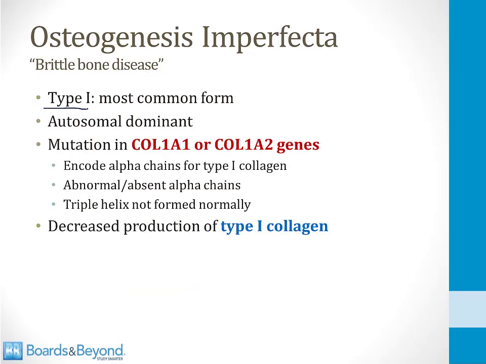The type 1 form of osteogenesis imperfecta is the most common form. It can run in families in an autosomal dominant fashion, and it is due to a genetic defect in either the COL1A1 or COL1A2 genes. And COL1 means type 1 collagen, so that can help remind you that the problem in this disorder is genes that encode for the alpha chains of type 1 collagen. In this form of osteogenesis imperfecta, there are abnormal or absent alpha chains for type 1 collagen, and the triple helix is not formed normally. The result is decreased production of type 1 collagen.